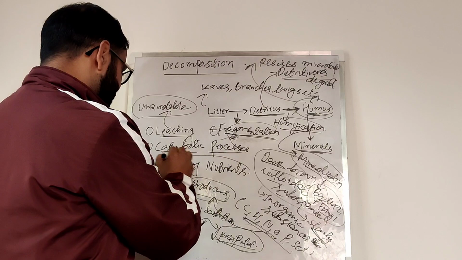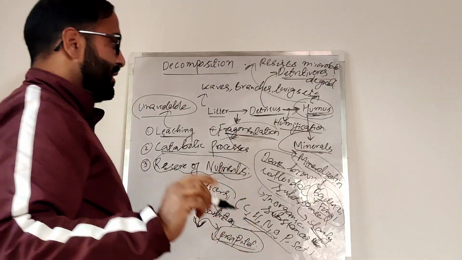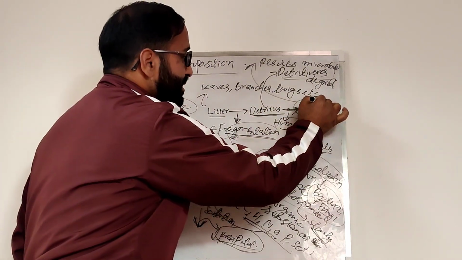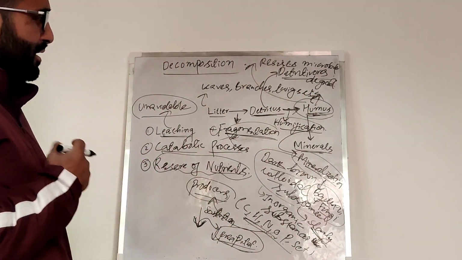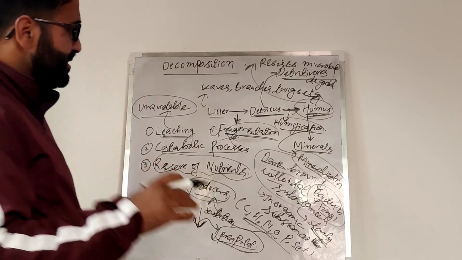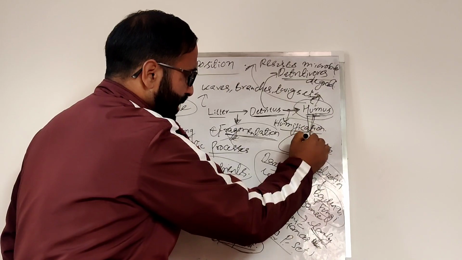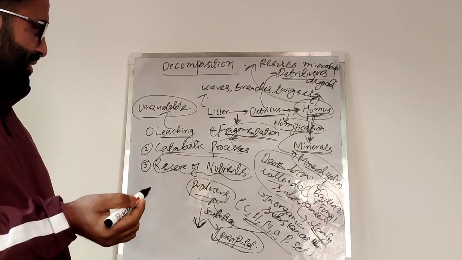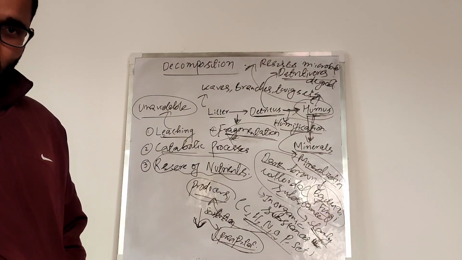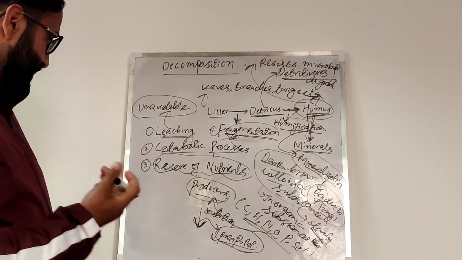Now one more point I have written over here is reserve of nutrients. This humus is a reservoir of nutrients. The nutrients are present in it, and the humus releases these nutrients or minerals or inorganic substances slowly into the soil, which then become available for the plants.